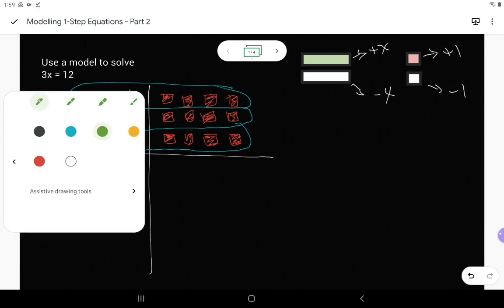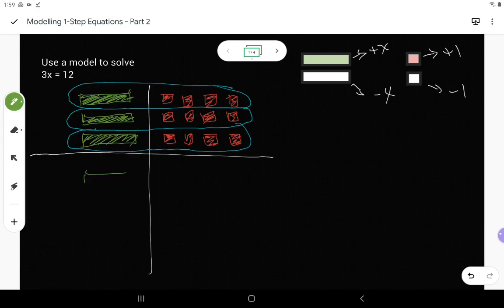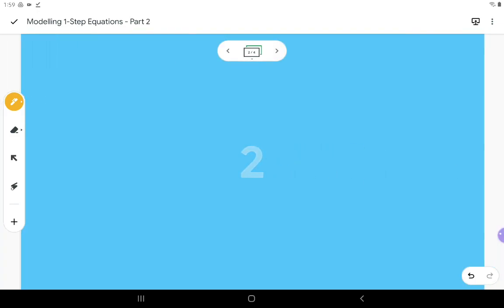So in total, my answer is, I'm just looking at a single group. My single group has x and, on the other side, 4 ones. Every group has the same amount of stuff in it, and what's inside each group is my answer. So that model is actually really fast and easy, and I can simply say x is equal to 4. Okay? So let's try another one.